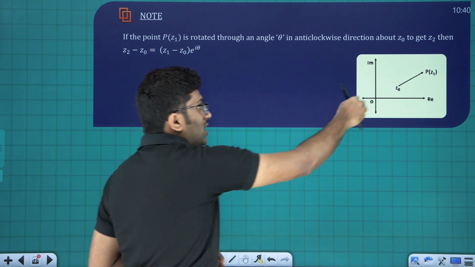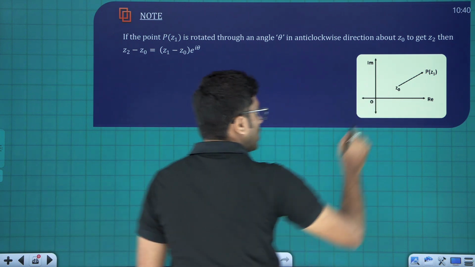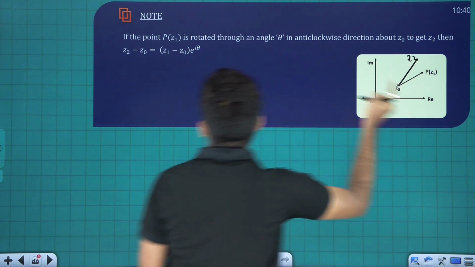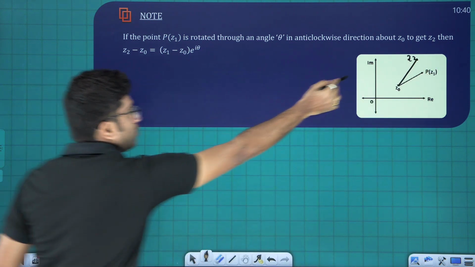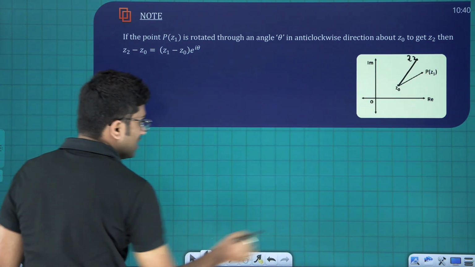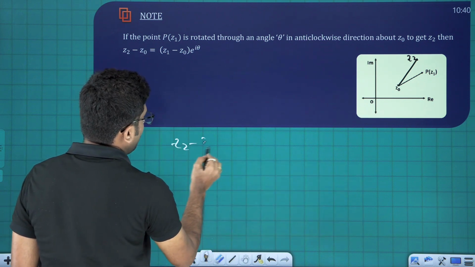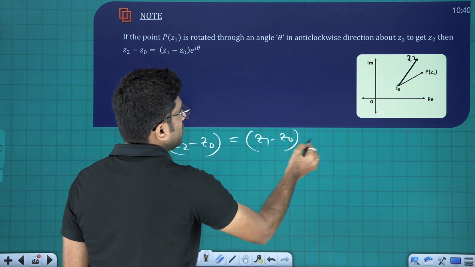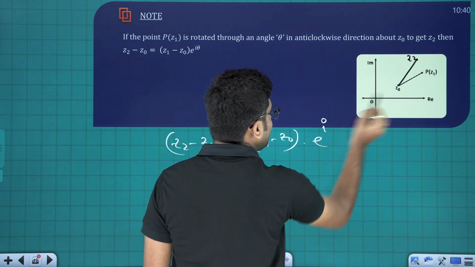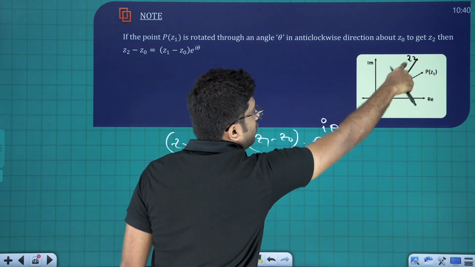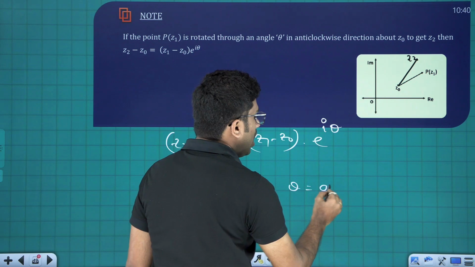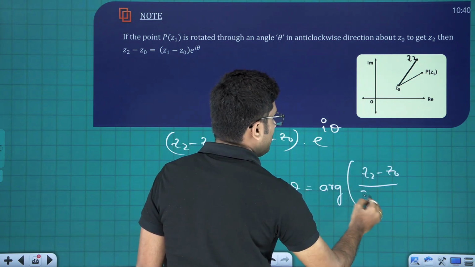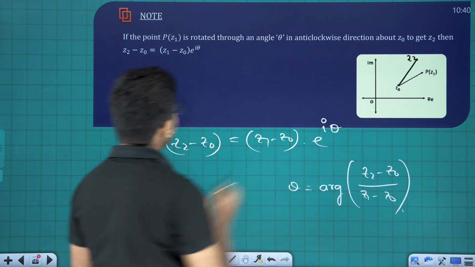Instead of origin, if we have a point Z0 friends, then Z2 minus Z0, same story again, Z2 minus Z0 is equal to Z1 minus Z0 into the rotation factor, e^(i theta). What is theta again? Just now we know theta is equal to argument of Z2 minus Z0 divided by Z1 minus Z0 again.